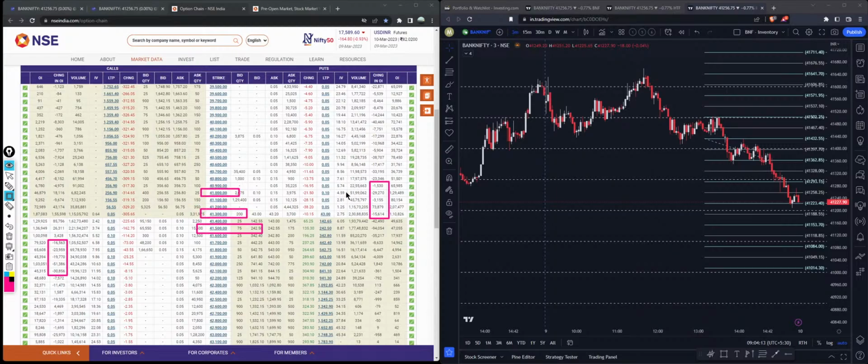These are the levels I'm looking at from today's perspective.